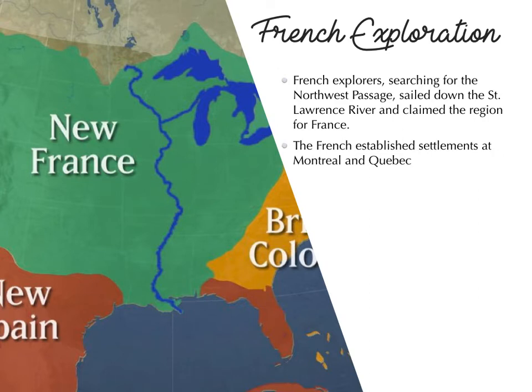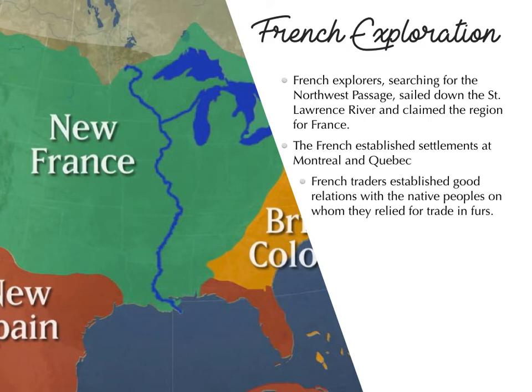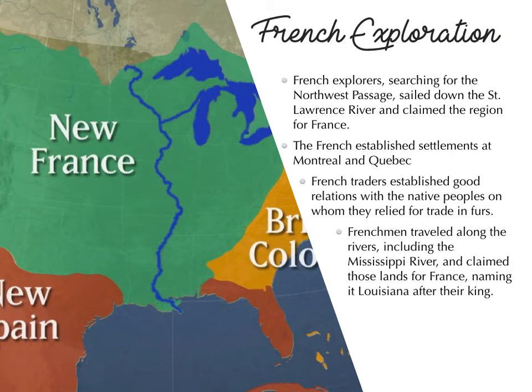So the French established settlements at Montreal and Quebec. Those are areas in Canada. French traders established good relationships with the native people on whom they relied for trade in furs. So they did a lot of fur trading, a lot of furs, okay? That's the French. Frenchmen traveled along the rivers, including the Mississippi River, and claimed those lands for France, naming it Louisiana after their king, Louis, okay?